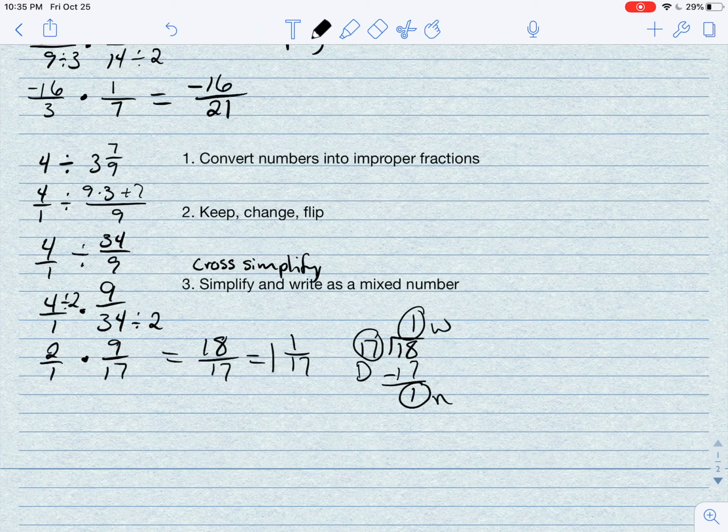And there we have it. That's what you do when you divide mixed numbers. So convert them to improper fractions, and then keep, change, flip, multiply, and then if you have to, simplify or write your number as a mixed number.